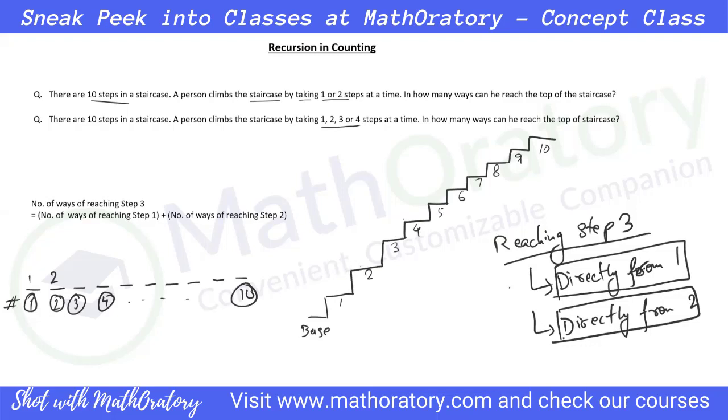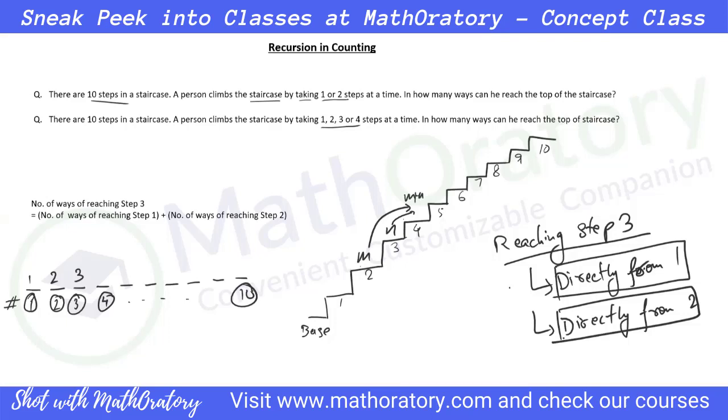And then onwards, that x, y, and x plus y idea will continue. So step 3 you can reach directly from 1 or directly from 2. So if the number of ways of step 1 is 1 and number of ways of step 2 is 2, the number of ways of reaching step 3 will be 1 plus 2, that is 3. Similarly, if you reach step number 2 in, let's say, m number of ways, and number of ways of reaching 3 is n number of ways, from 2 you can directly go to 4, or from 3 you can directly go to 4. So here it will be m plus n.